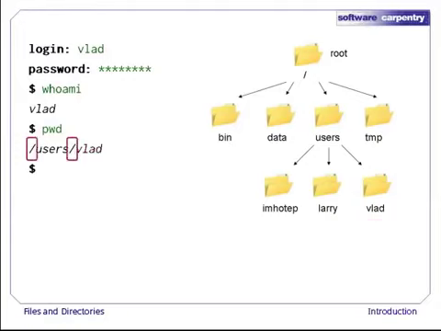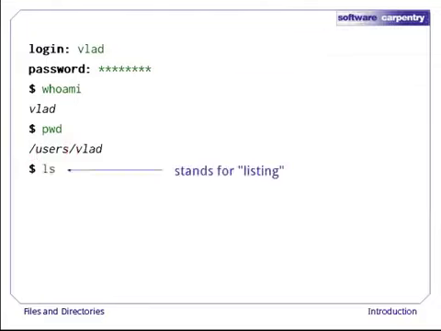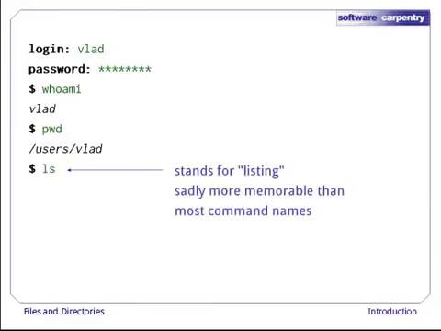Notice, by the way, that there are two meanings for the / character. When it appears at the front of a file or directory name, it refers to the root directory. When it appears inside a name, it's just a separator. Let's see what's inside Vlad's home directory by running ls, which stands for listing. It's not a particularly memorable name, but as we'll see, many others are unfortunately even more cryptic.